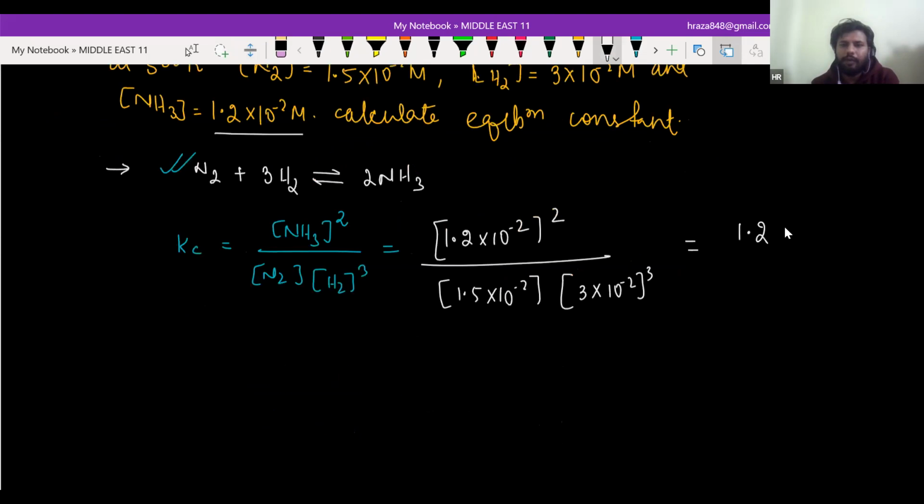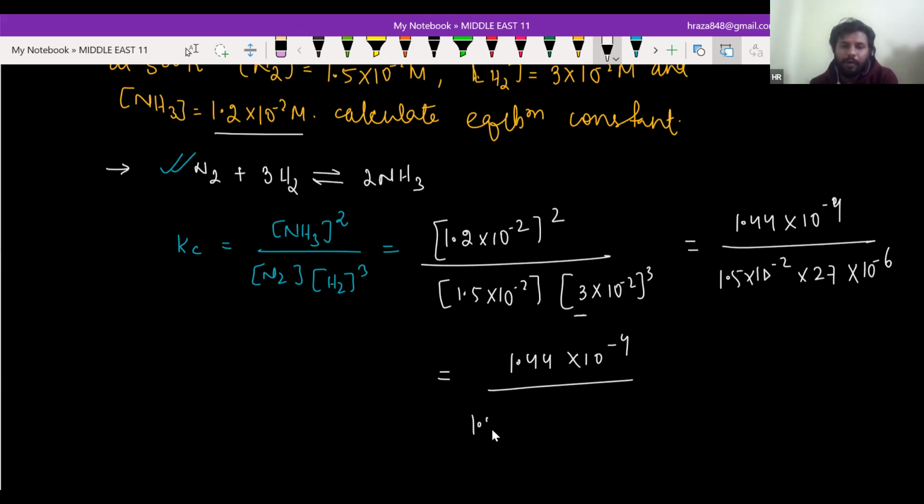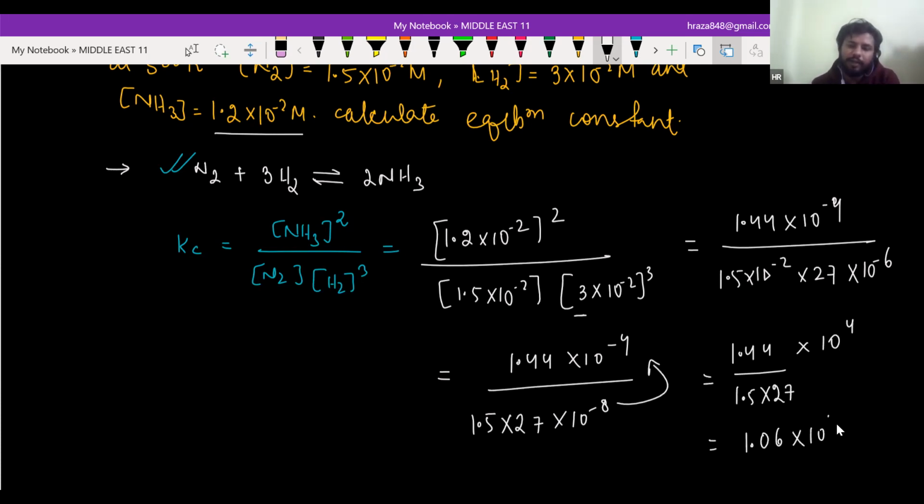Yes, sir. I am going to solve it. The square of 1.2 will be 1.44 into 10 raised to the power minus 4, upon 1.5 into 10 raised to the power minus 2. And if you take the cube of 3, that will be 27 into 10 raised to the power minus 6. Right, everyone? Then 1.44 into 10 raised to the power minus 4 upon 1.5 into 27 into 10 raised to the power minus 8. If it goes up, it becomes positive, and the value becomes 10 raised to the power 4. If you solve it, you will get 1.06 into 10 raised to the power 3. Is that clear, Krishna? Yes, sir.